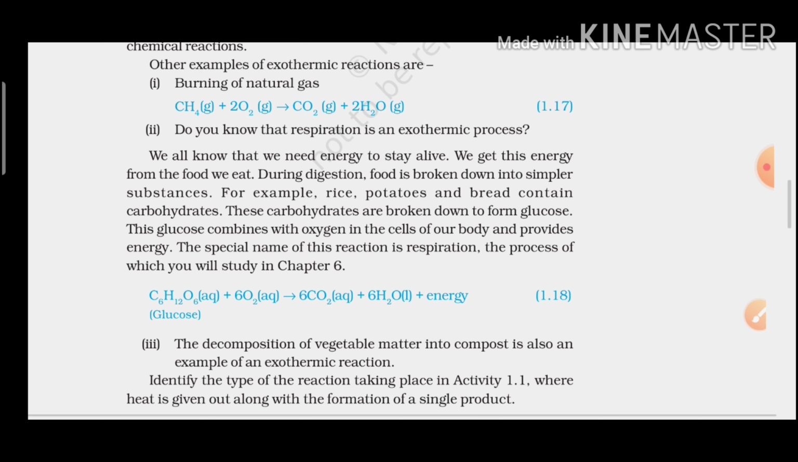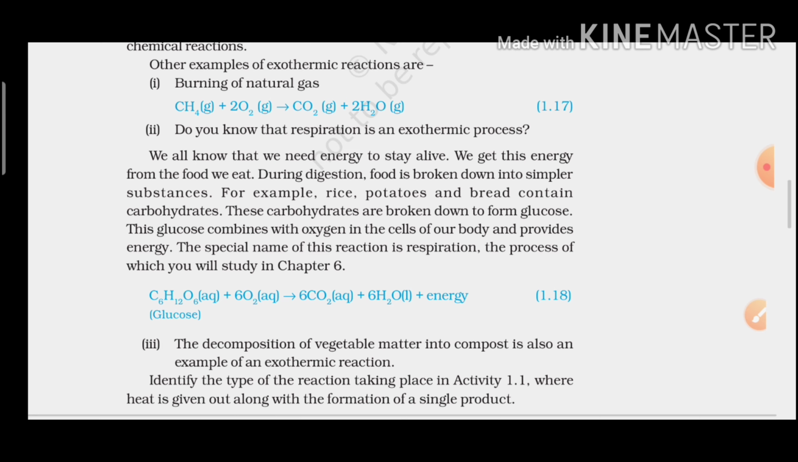Okay, let's understand how respiration is an exothermic process. The food we eat, during digestion, is broken down into simpler substances. The main component of this food is carbohydrate, which is broken down to form glucose. This glucose, when it goes to the cells of our body, combines with oxygen and produces energy. So there is evolution of heat also, and this type of reaction is known as an exothermic reaction, which involves evolution of heat.